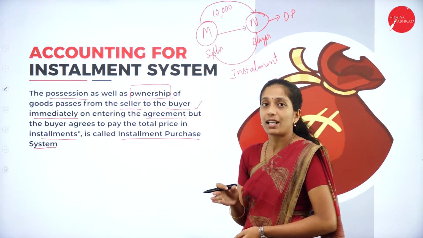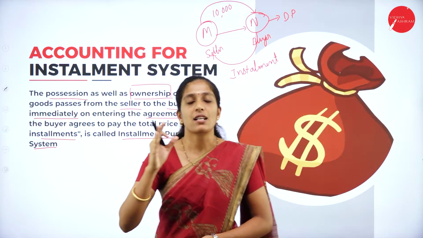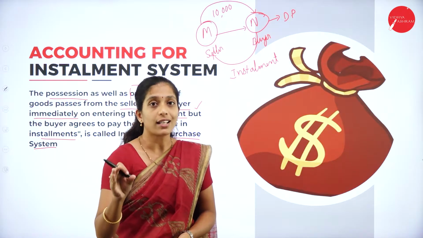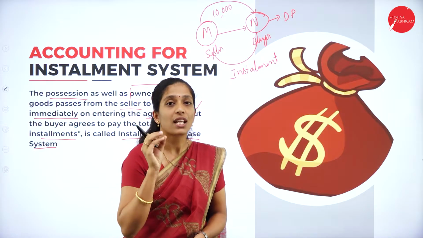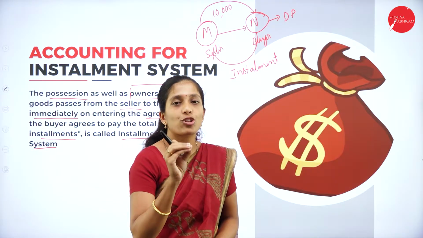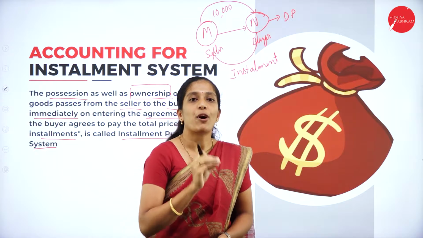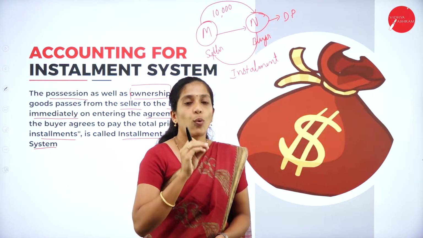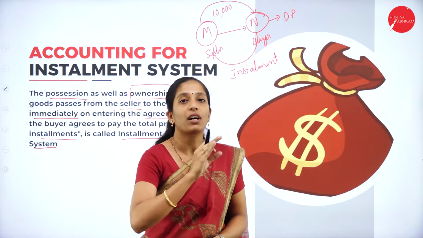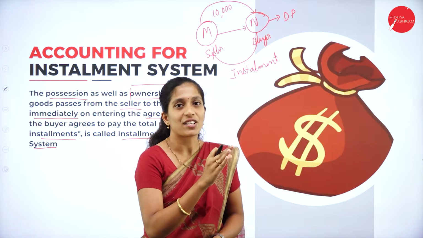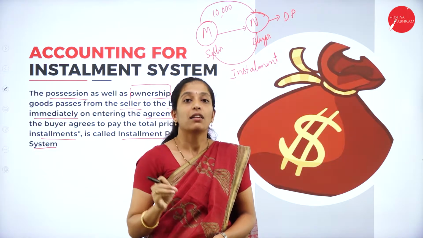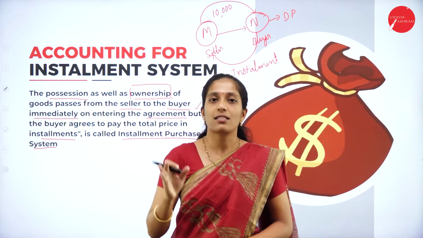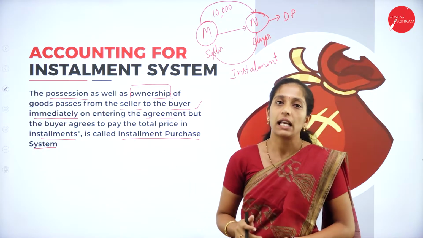Now what you have to remember here: there are two parties, the buyer and the seller, and the seller transfers the goods to the buyer on the condition that on delivery of the goods he has to pay some percentage of the cash price, and the remaining amount will be paid in the form of installments. At the same time, here the ownership of the goods will be transferred immediately, not like the hire purchase system. In hire purchase system, the ownership will be transferred only after the payment of the last installment, whereas in installment system, the ownership will be transferred immediately.